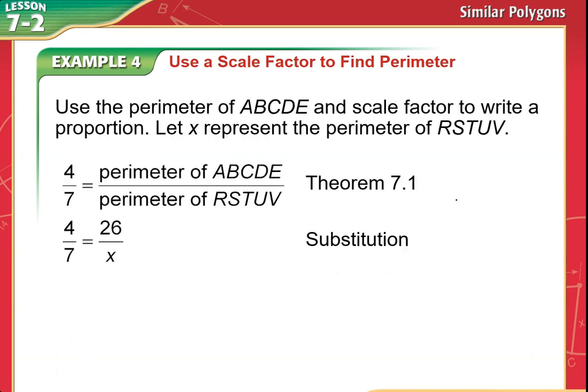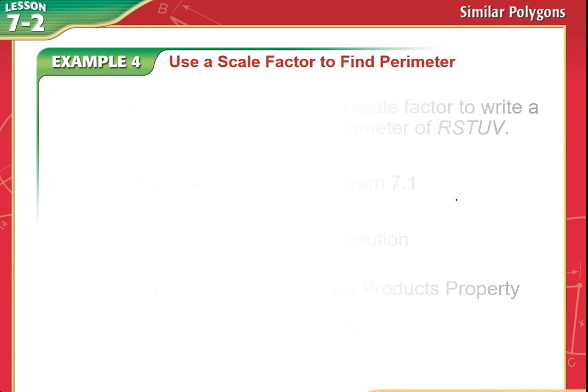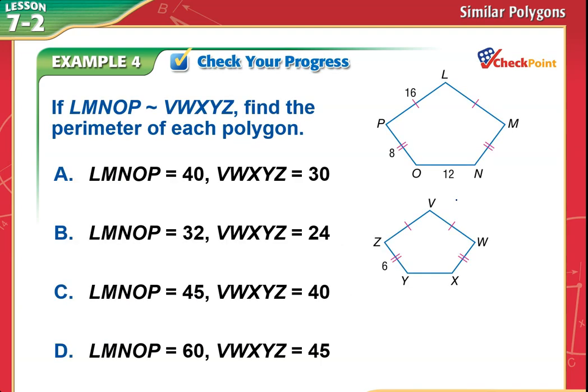Okay, then we have 4 to 7 as 26 is to the blank. This helps me then find the perimeter of the second one. Right, and so we have 4x is equal to 26 times 7, and x equals 45.5. Okay, check your progress. Go ahead and pause your video and find the perimeter of each polygon.